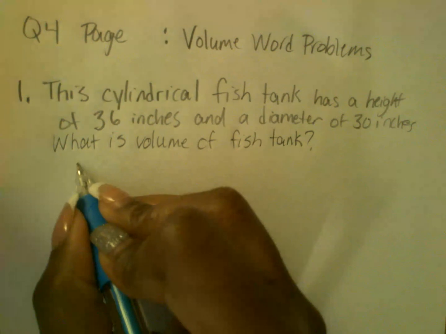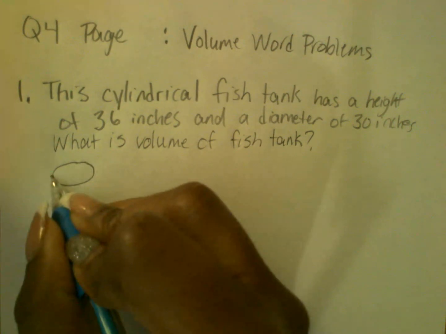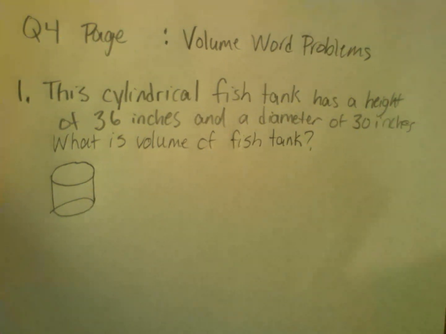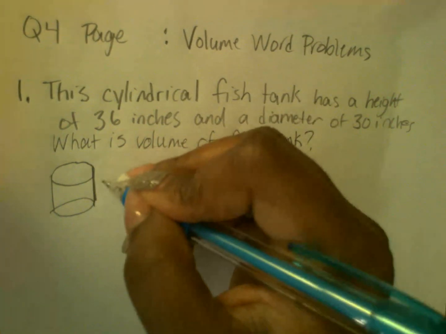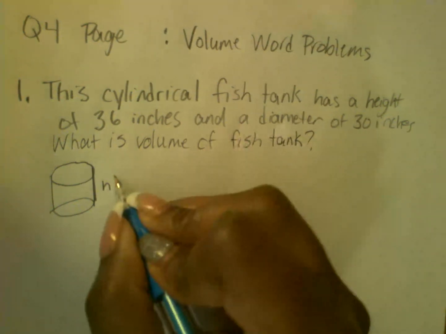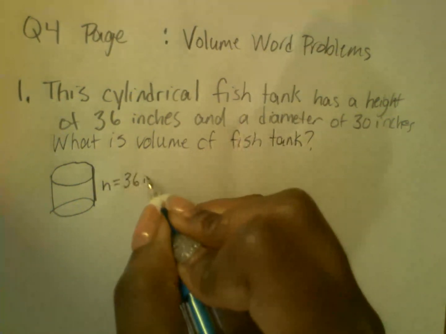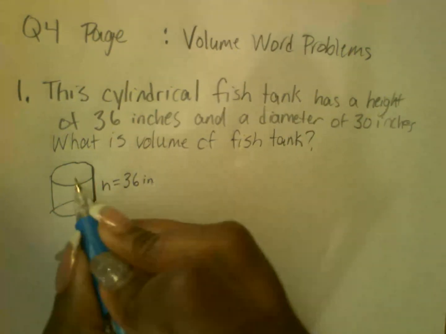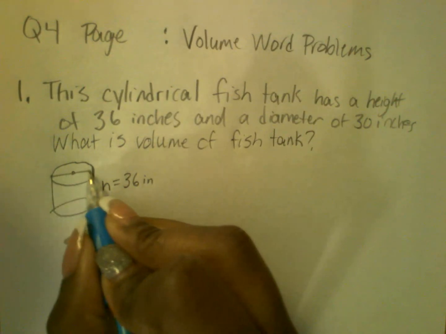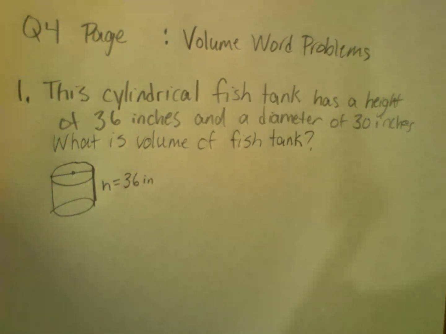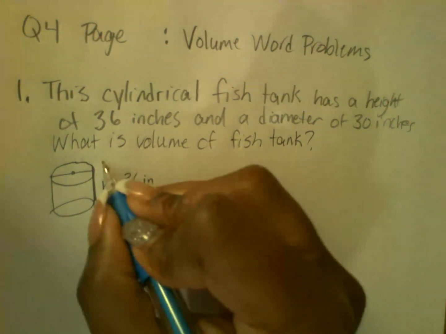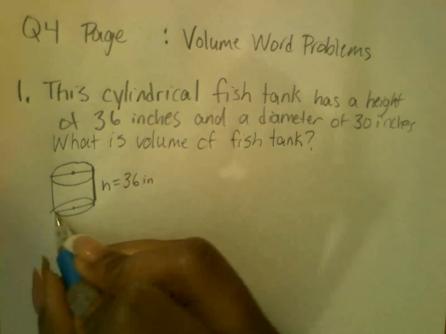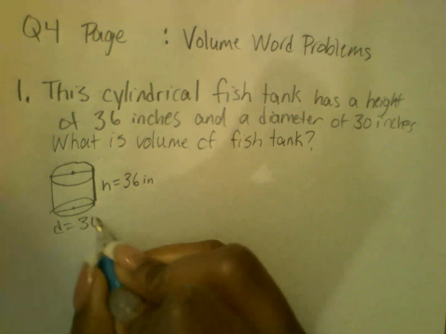All right, so it is a cylinder shape. We'll draw a cylinder. And it's telling me that the height, so from the top of the cylinder to the bottom of the cylinder, is equal to 36 inches, okay? Abbreviation for inches is IN. The diameter goes all the way through the center of the circle. The diameter is going to be 30, okay? So D, put it down here as well, D is equal to 30 inches.